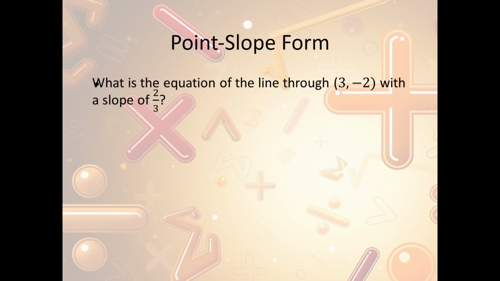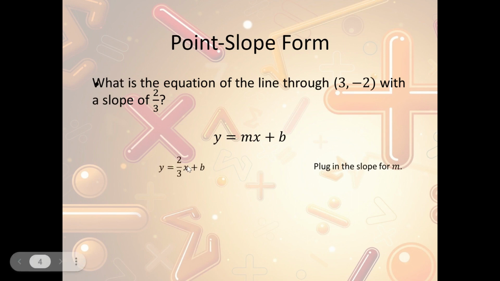So let's take a look at an example of this. What is the equation of the line through (3, -2) with a slope of 2/3? First thing is we take our y = mx + b, and we're going to plug in what we know. We'll plug in the slope first. So the slope is 2/3. That goes in for m. So now this says y = 2/3 x + b.